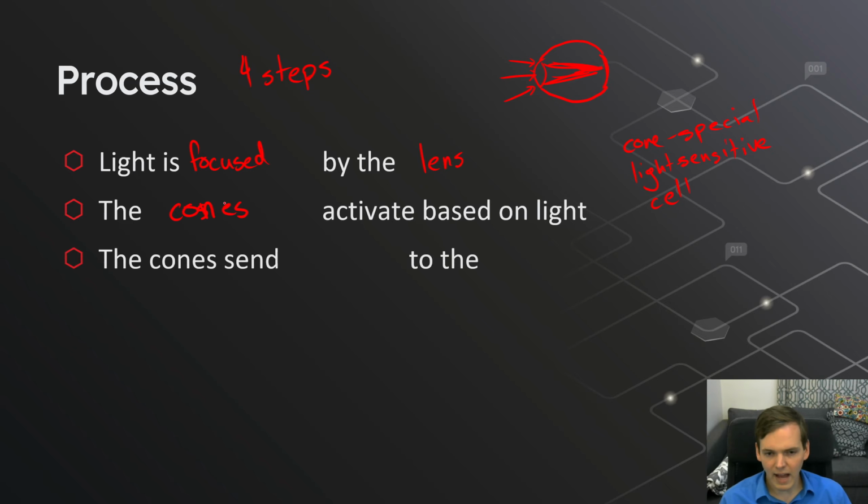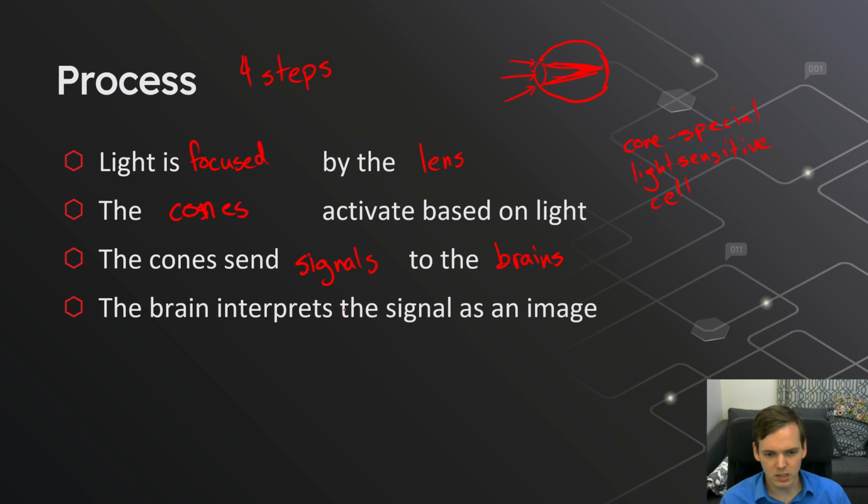But they activate. Then those cones send signals to the brain. So they basically say, here's how bright the light hitting me is. Here's how much I'm activating. And then the brain interprets the signals as an image. So it's a pretty simple process. It's just there's lots of cool stuff that happens.